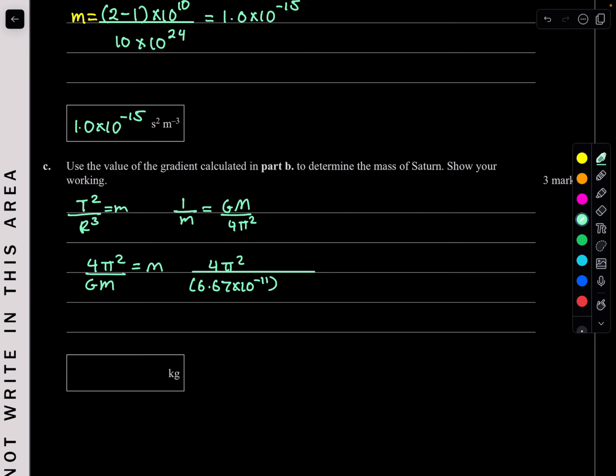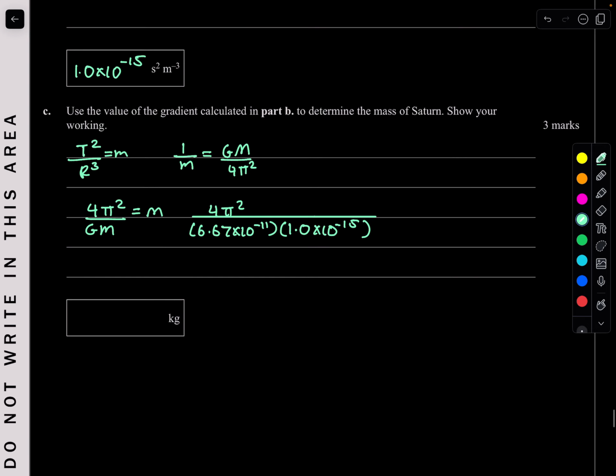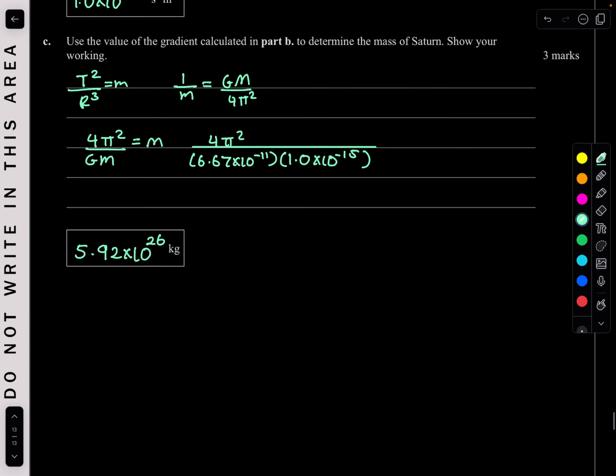And then times the gradient. So 4 pi squared over G times our gradient, which is 1.0 times 10 to the negative 15. Done. So that should give me my answer. I get 5.92 times 10 to the power of 26 kilograms, and that answer looks quite good.